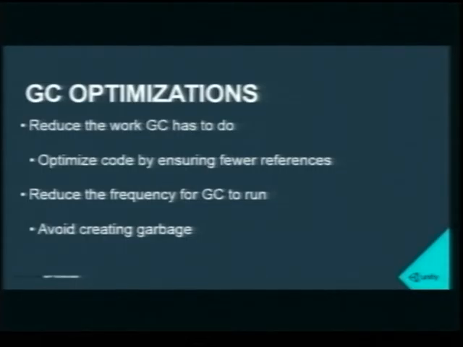To optimize the garbage collection stuff, there's two angles on which to attack. For one, you can reduce the amount of work that the garbage collector has to do. That means bringing object counts down and getting rid of references. And you can reduce the amount of times that the garbage collection runs, which translates to having fewer allocations and not generating as much garbage.